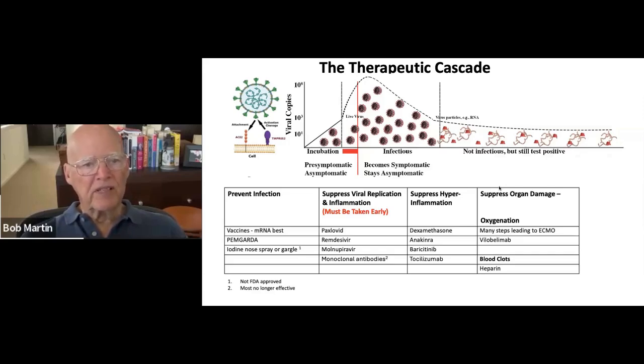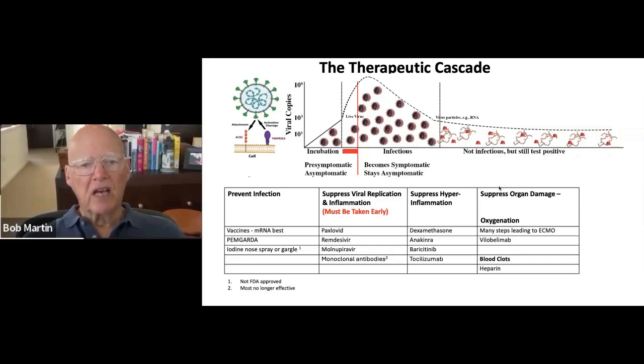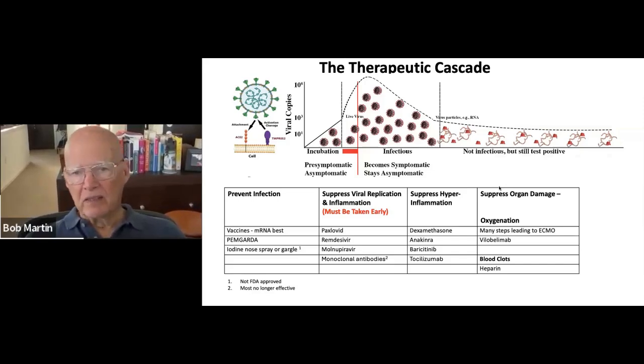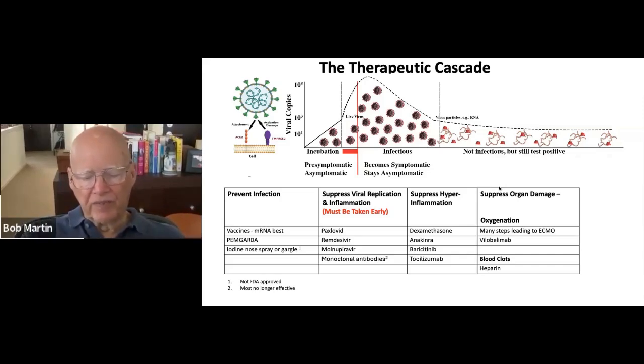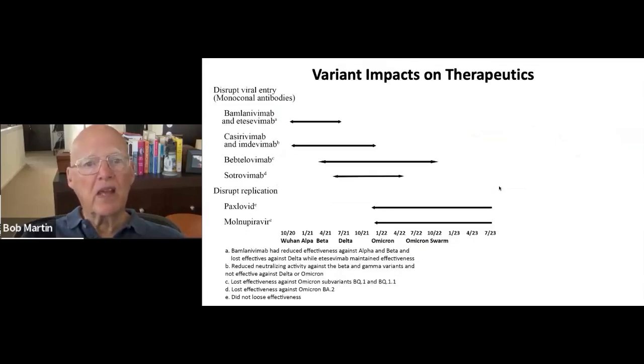Then to suppress the viral replication, 4 choices: Paxlovid best, monoclonal antibodies are no longer effective. Hyperinflammation, a variety of drugs, all associated with asthma. And then oxygen damage, a couple of things. But when you're down there, they help, but not a lot. Lots of studies, no new drugs. You can see where the approved ones are. These are all the studies.